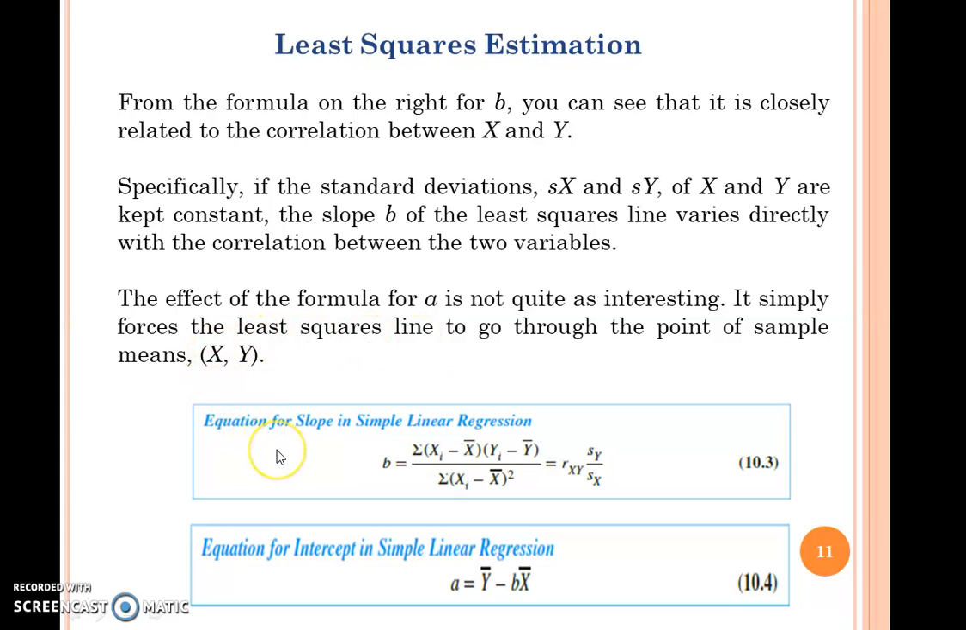This is the formula which is given over here. The first formula is the equation for the slope in simple linear regression. The second one is the equation for the intercept in simple linear regression. See, all the variables are defined in the previous slides. By applying the values for each and every variable, you will be able to identify the slope in linear regression as well as the intercept in simple linear regression.